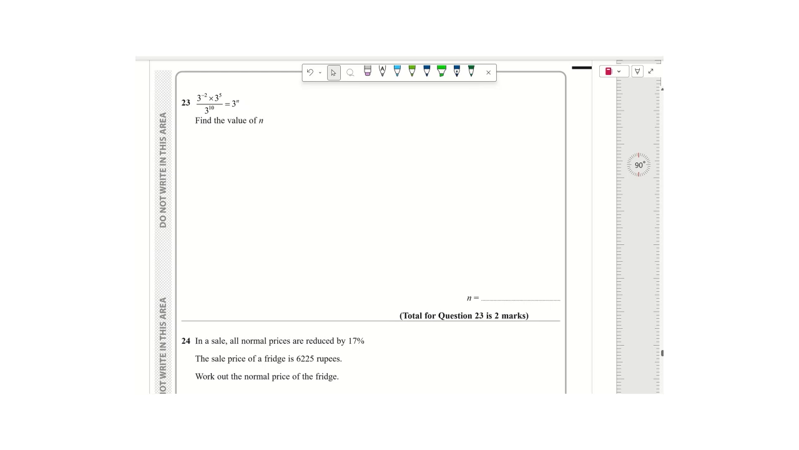Question 23 is another one using these indices. So if we look at the top first of all, when we're timesing, we add our powers. So minus 2 add 5 gives me 3. So that's 3 to the power 3 over 3 to the power 10. Now I've got to do a division, and when I do a division, I subtract my powers. So 3 take away 10 is minus 7. So 3 to the power minus 7 is 3 to the power n. So therefore my n must be minus 7.